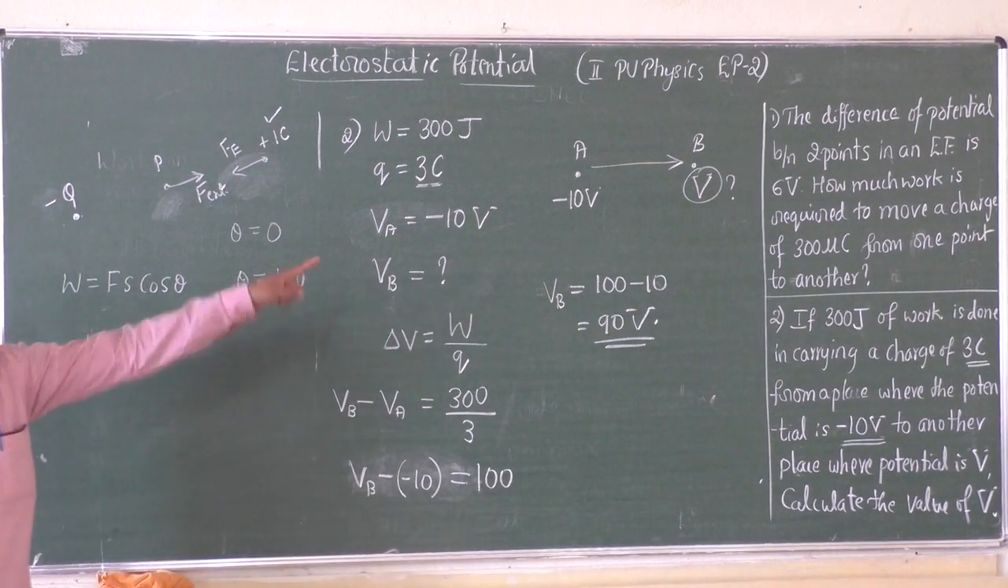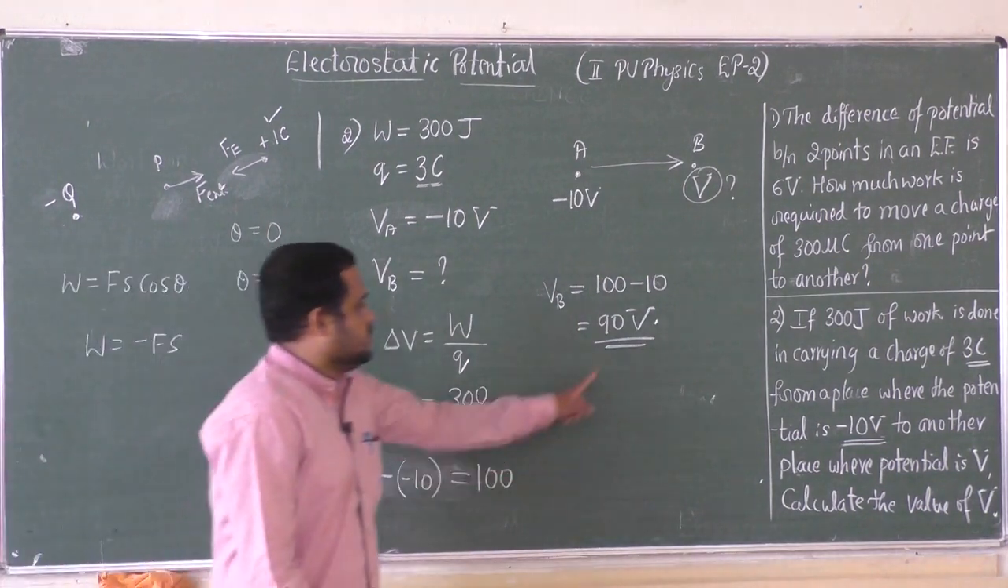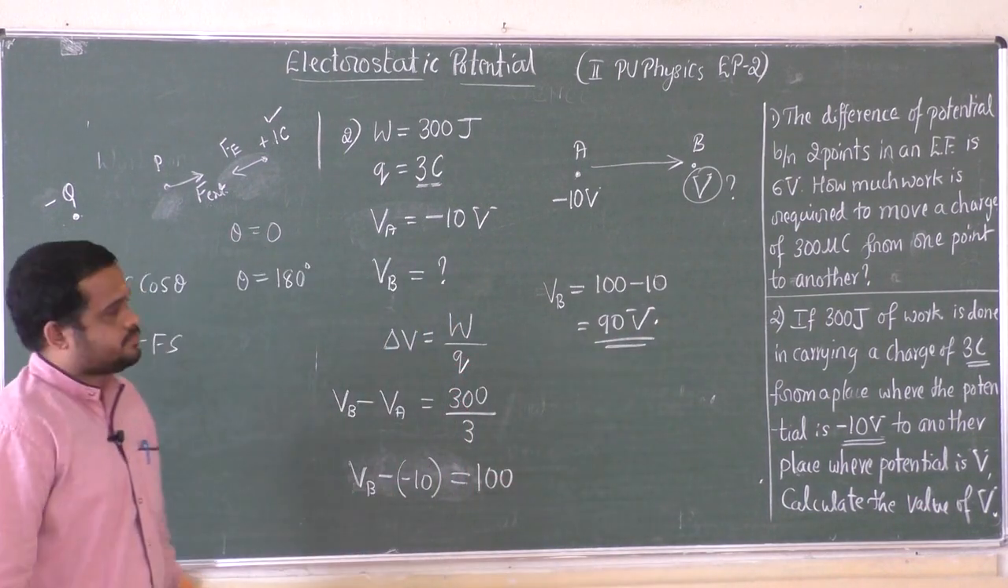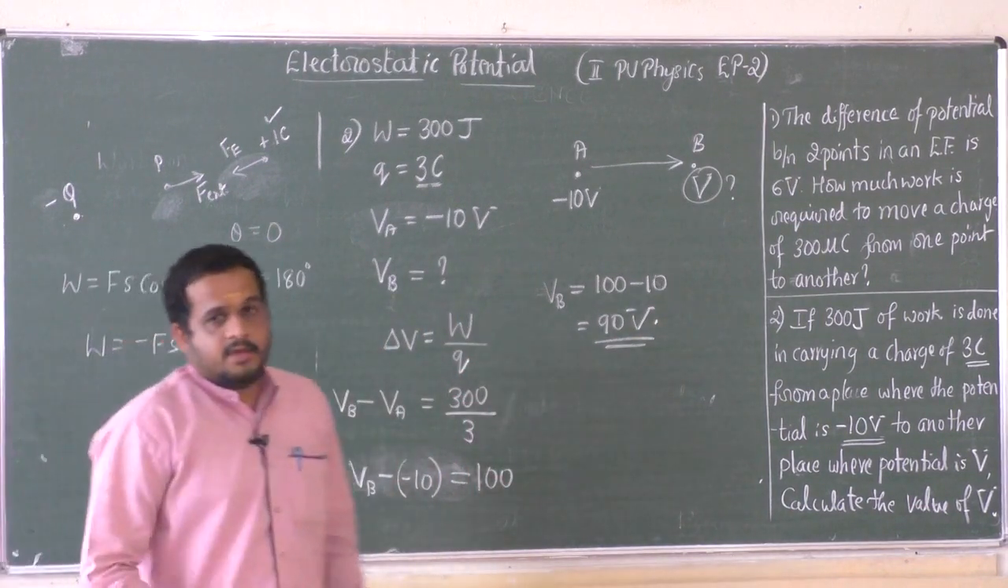The potential at the second point VB is equal to 90 volt. That is the answer for the second question. Okay, I think it is clear.